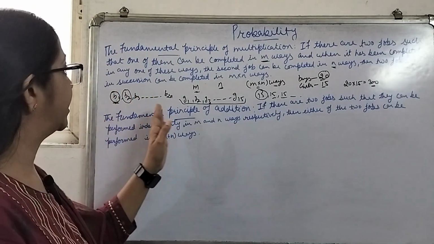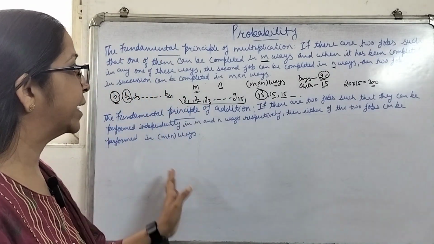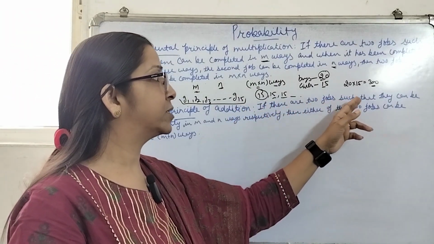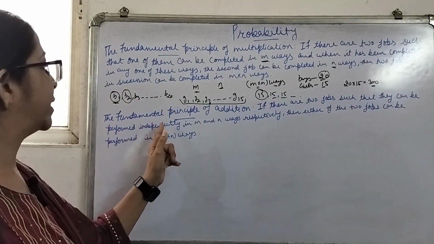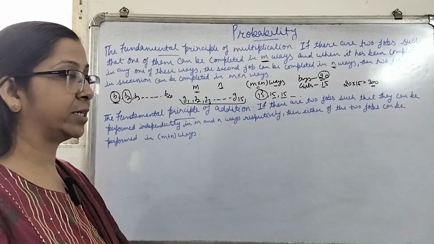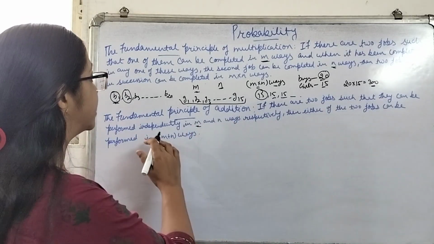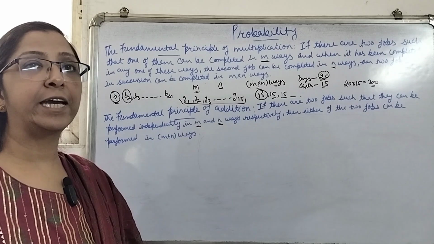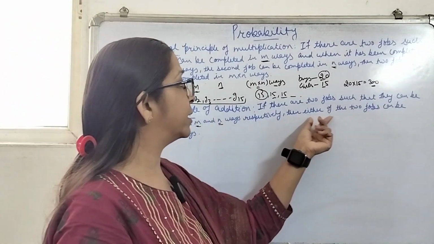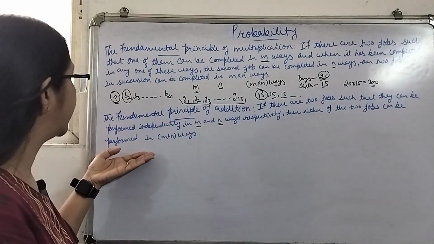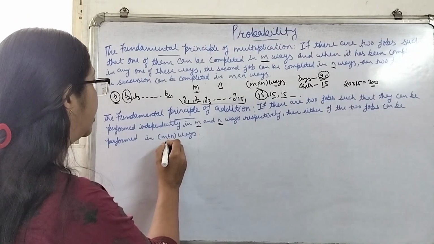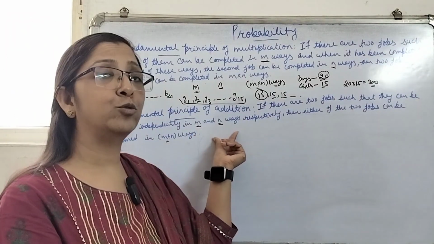Now let's see what the fundamental principle of addition is. Again we are saying that there are two jobs such that they can be performed independently in m and n ways. The first job can be completed in m ways independently, and the second job can be completed in n ways. Then either of the two jobs can be performed in m plus n ways. Now we have to do either of these two jobs.